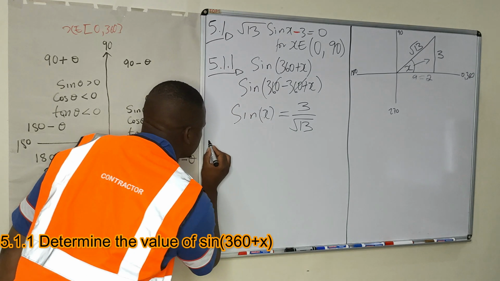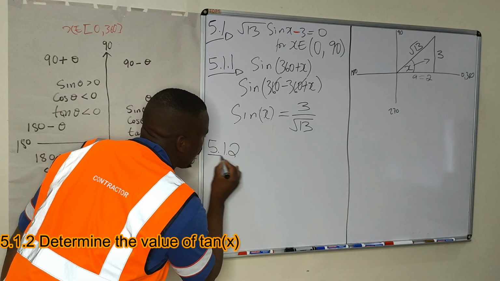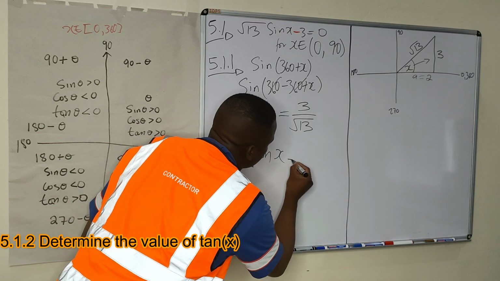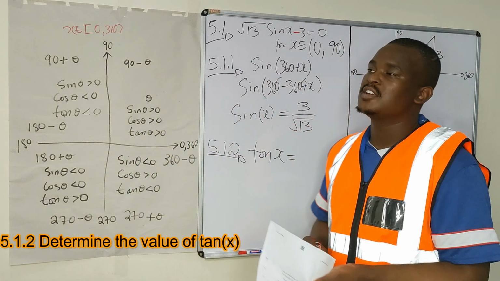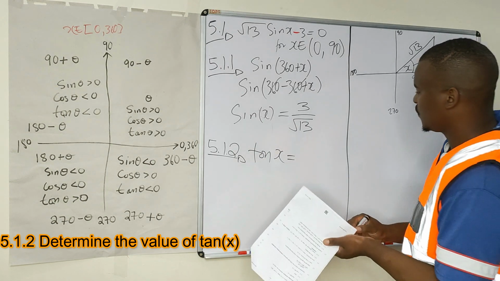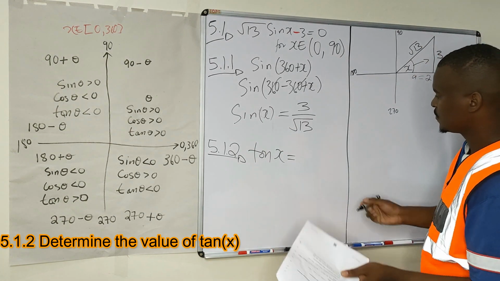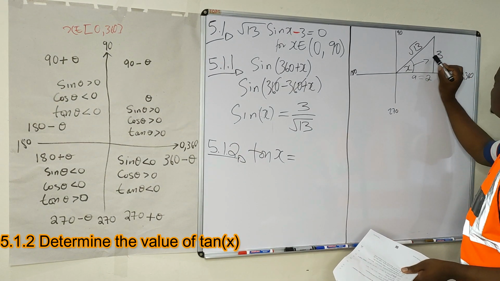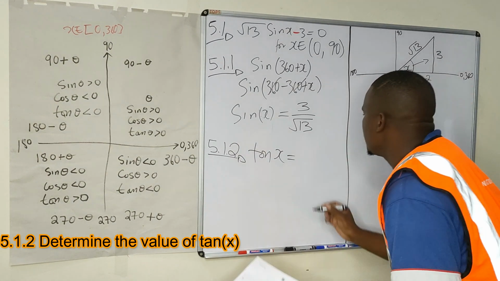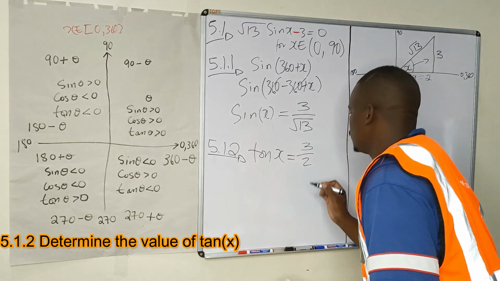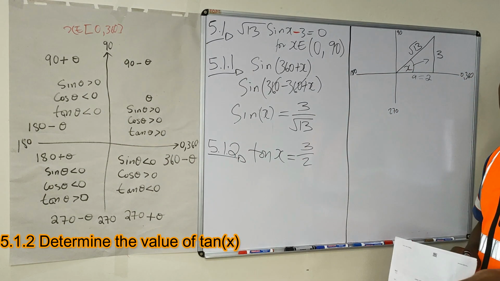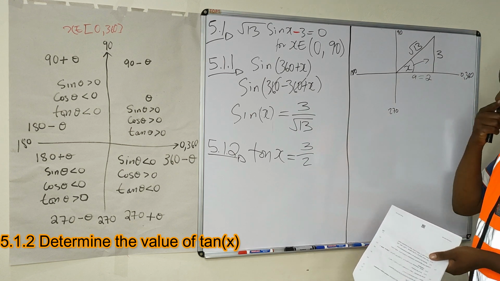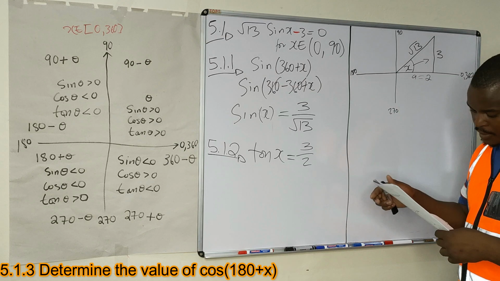5.1.2. They want you to find tan x. What is tan x? Tan x is the opposite side over the adjacent side. Your opposite side is 3, your adjacent side is 2. So your tan x is equal to 3 over 2. That's what your tan x is. Tan x is equal to 3 over 2.